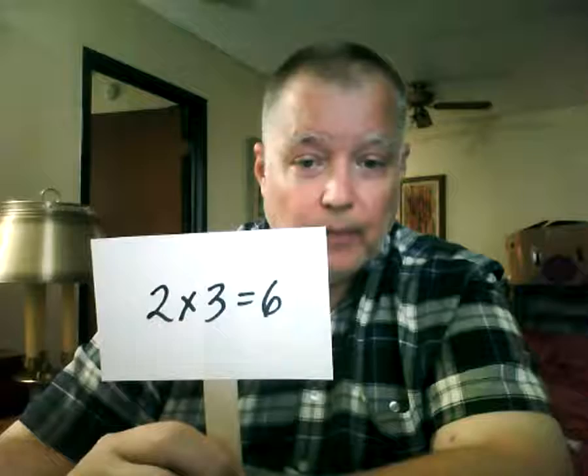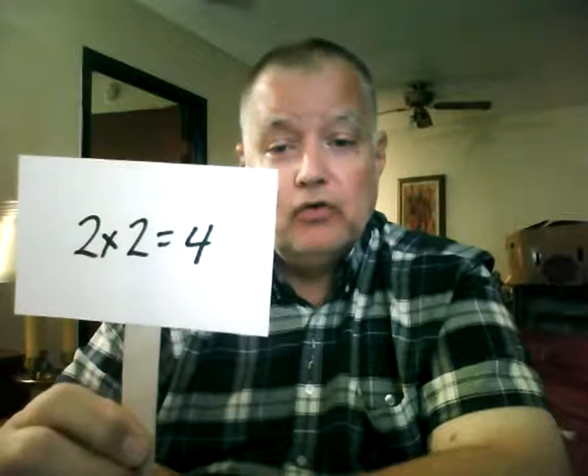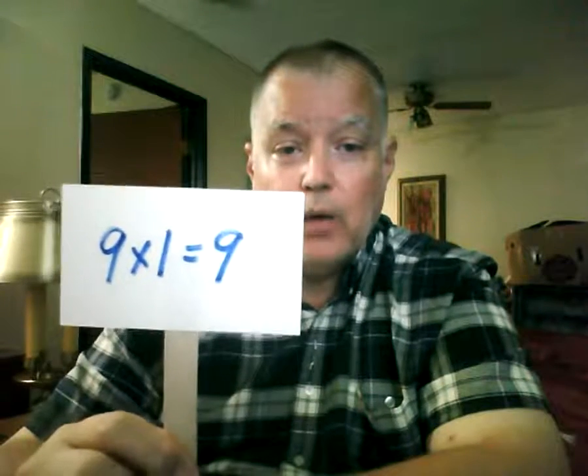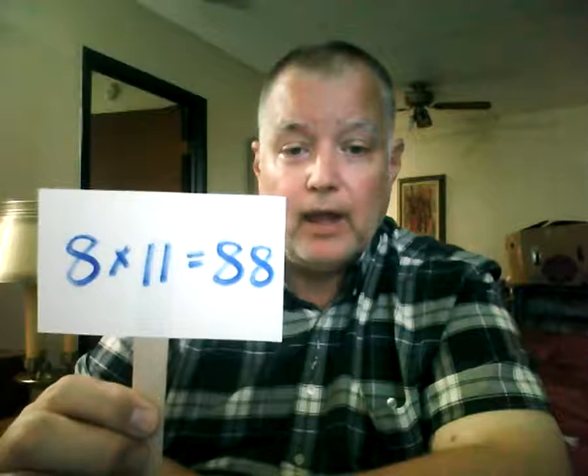2 times 3 is 6. And you know, I have a surprise for you. I sure do. I have a surprise, and it's coming up. 2 times 2 equals 4. 9 times 1 equals 9. 8 times 11 equals 88.